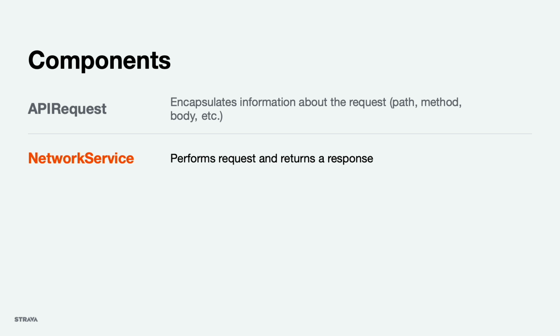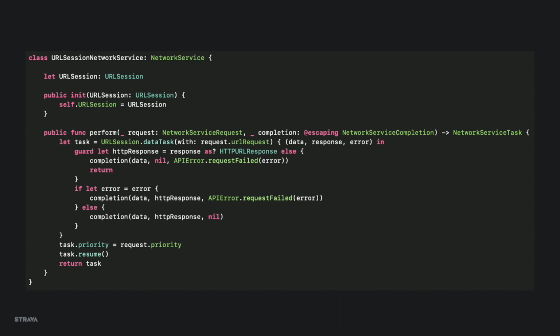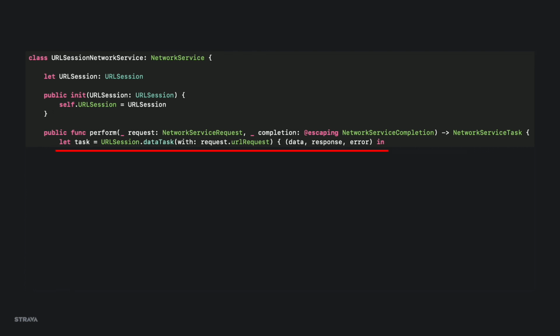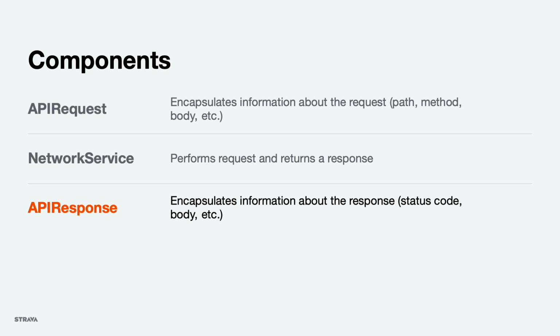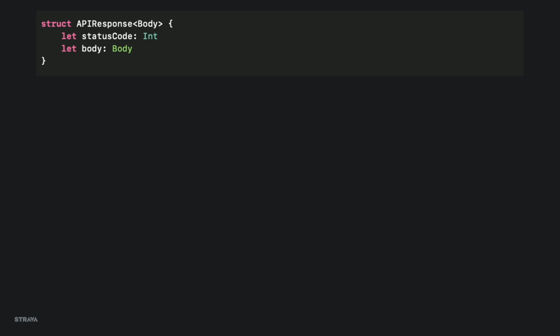The second component is network service. I'm not going to dive into this too much, but the gist of it is it's an abstract wrapper around URLSession. The line that we really care about is this one here, that interface to URLSession. Pretty standard, it enables us to abstract that entire thing from our system. The third is API response. As we saw, this just encapsulates information about the response, being the status code and the body, whatever type we end up making that.